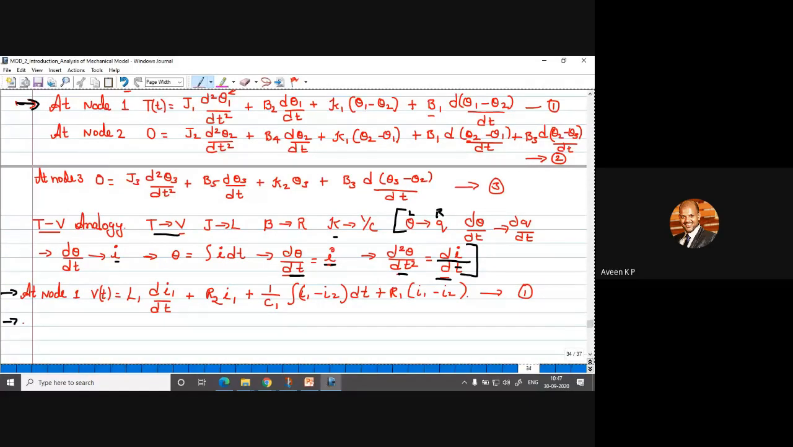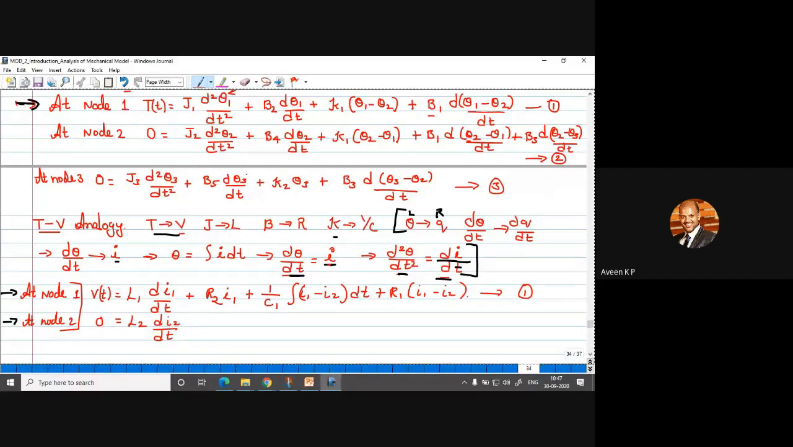So let us consider node 2. This is for my reference. At node 2, the 0 stays as it is. J2 I will replace with L2, and similarly d square theta 2 by dt square. Considering the equation, we can represent it as differentiation of I2 with respect to dt. So theta 2, I have written as I2.